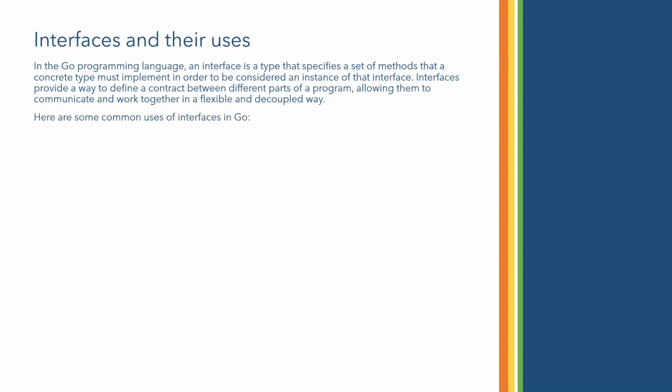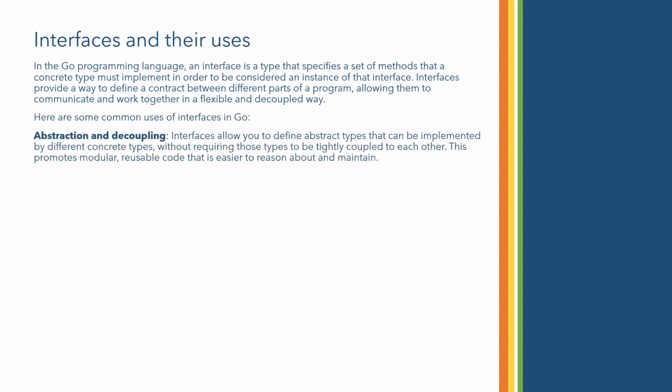Here are some common use cases of interfaces in Go. Abstraction and decoupling. Interfaces allow you to define abstract types that can be implemented by different concrete types without requiring those types to be tightly coupled to each other. This promotes modular, reusable code that is easier to reason about and maintain.